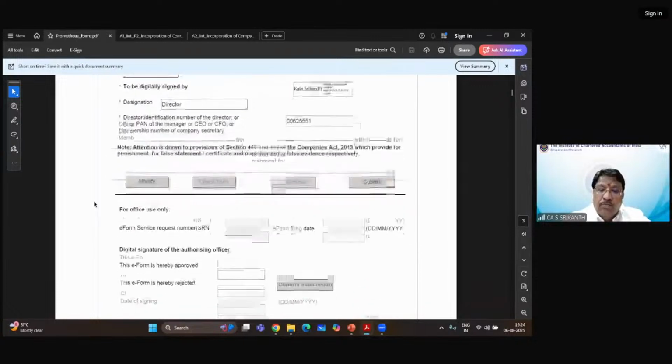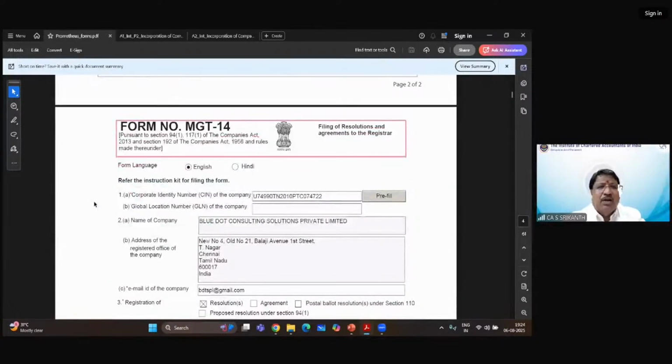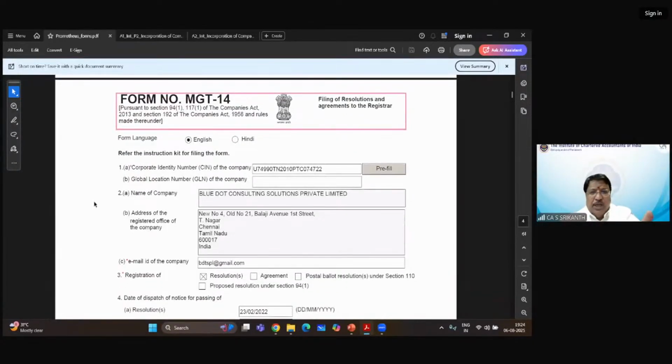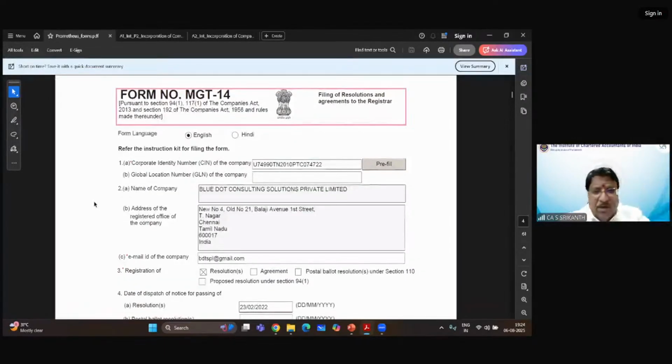Now, I'm showing you my own company because I can't show you some other company. That will violate client confidentiality. Blue Dot is not my client, so obviously I can't be the auditor. My wife is a director, or I can be auditor. Somebody else is the auditor, I don't know.